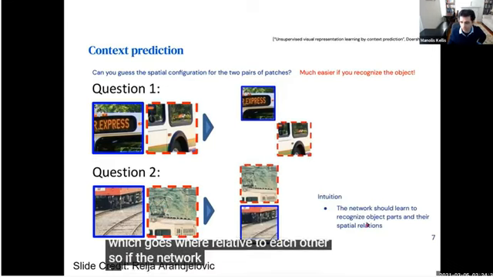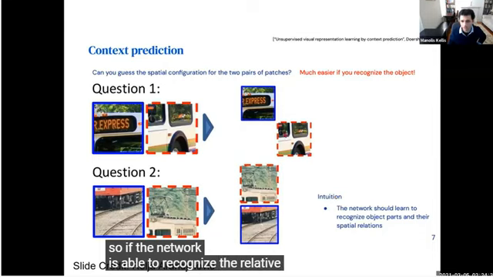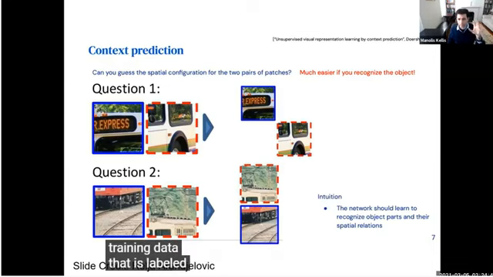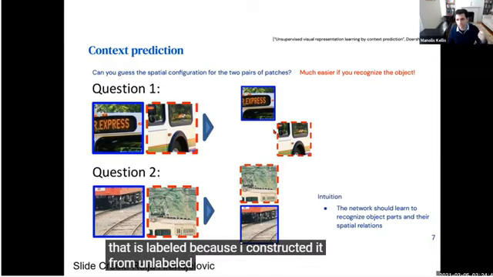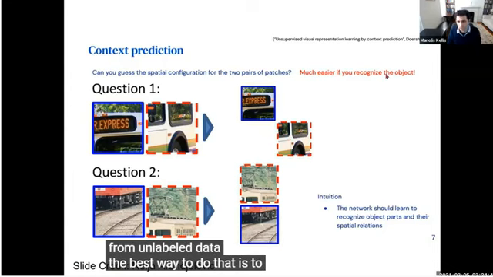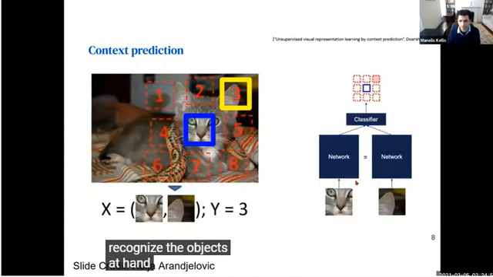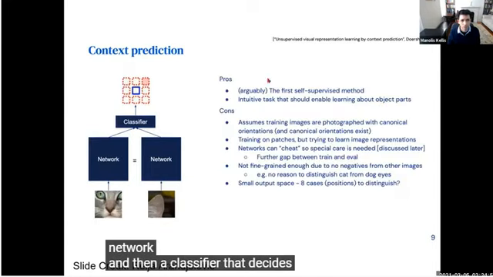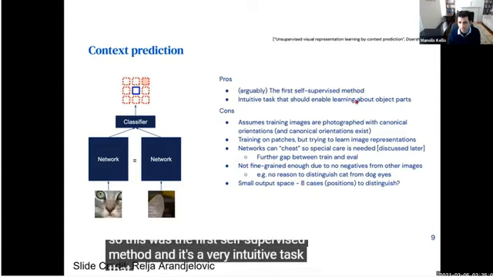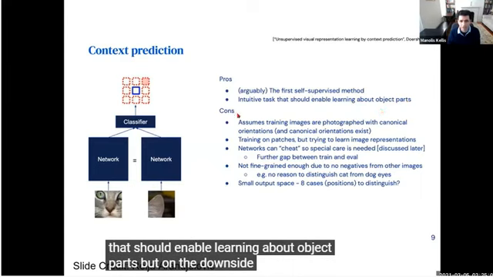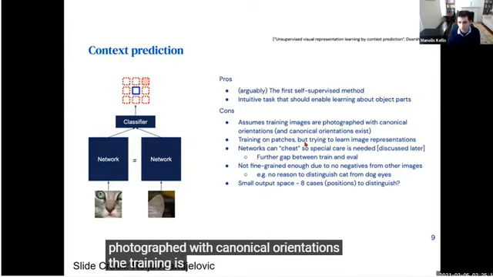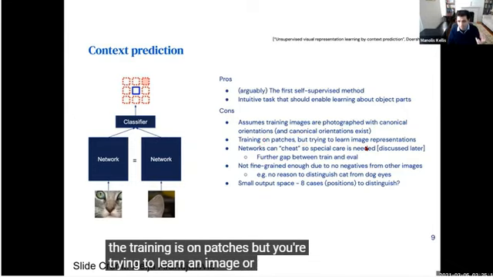So if the network is able to recognize the relative relationship with a ton of training data that is labeled because I constructed it from unlabeled data, the best way to do that is to actually recognize the objects at hand. So you give these to a network and then a classifier that decides where they go. This was the first self-supervised method, and it's a very intuitive task that should enable learning about object parts. But on the downside, it assumes that the training images are photographed with canonical orientations. The training is on patches, but you're trying to learn an image representation.